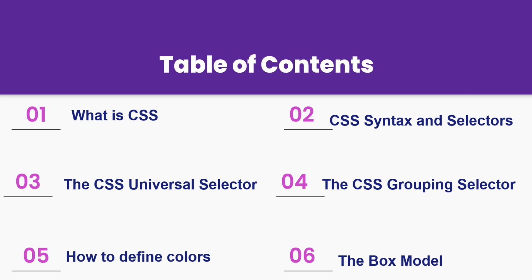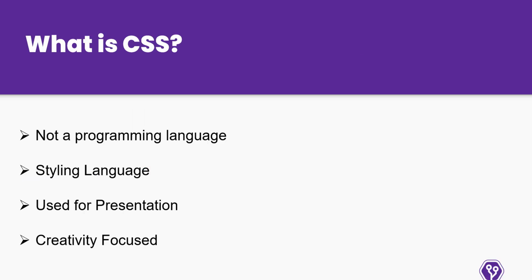And finally, we look at the box model, which is very important when you're doing styling in your website. So first of all, to define CSS, one thing you need to note is that CSS is not a programming language. We also said that about HTML when we were describing HTML. So basically, CSS is a styling language, and it's used for presentation.